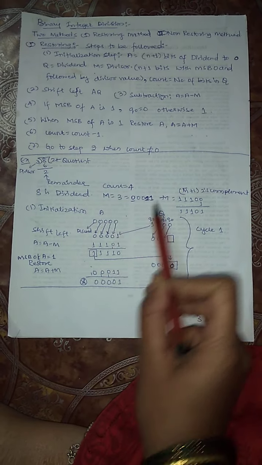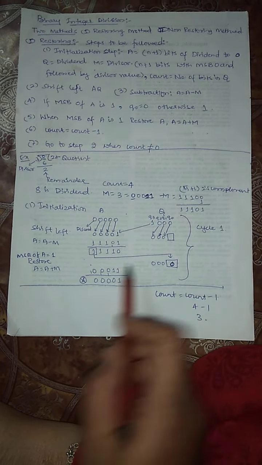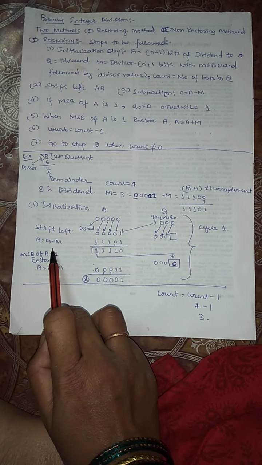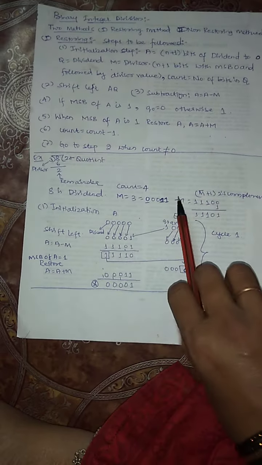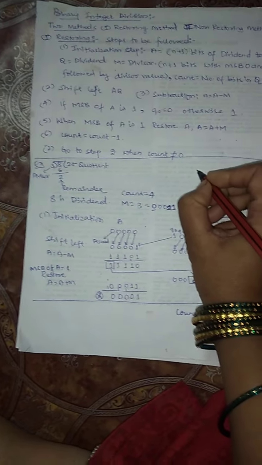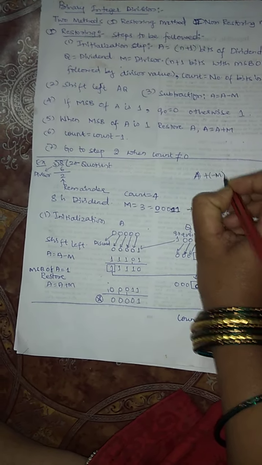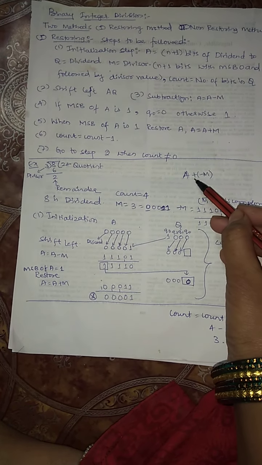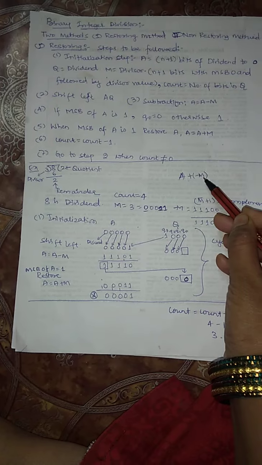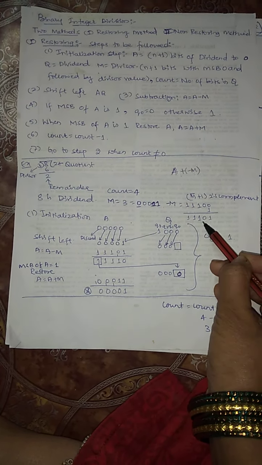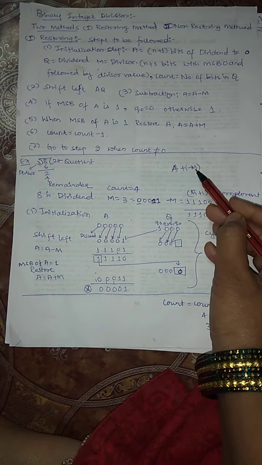So now next, subtraction: A is equal to A minus M. How can we write this A is equal to A minus M? We can write it as A plus minus M, is it not? So now we require minus M. Minus M is the 2's complement of M, which we have already calculated here. So we can do A plus minus M.